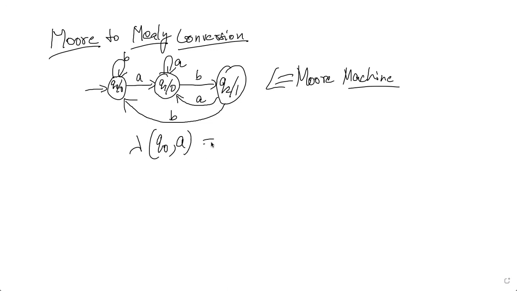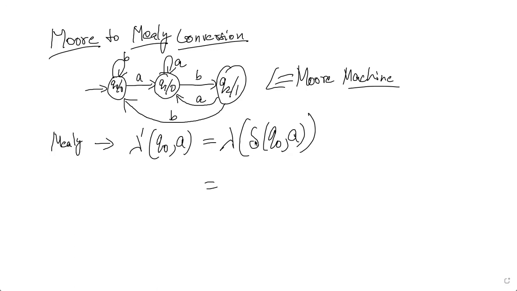I'm sorry, it is lambda. We are just calling it lambda dash, whatever you want to call it. It actually means lambda of delta of Q naught on A. So this left hand side is the output function of your Mealy machine, lambda dash. Lambda dash of Q naught on A will give me lambda of delta of Q naught on A. That's the very basic idea.